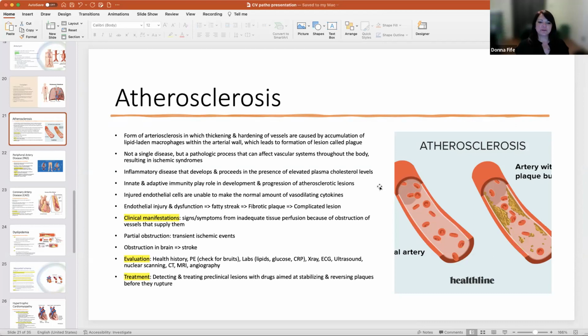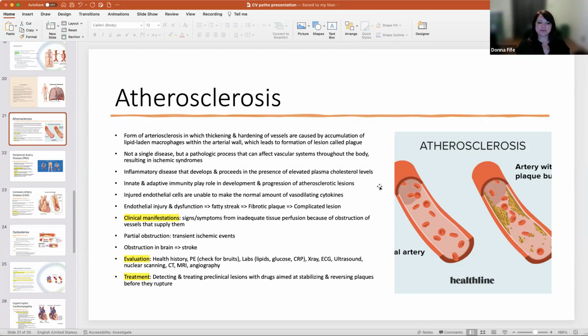There's injured endothelial cells, and they're unable to make the normal amount of vasodilating cytokines. So we have endothelial injury and dysfunction leads to a fatty streak, which leads to a fibrotic plaque, and then a complicated lesion. Clinical manifestations, there's going to be signs and symptoms from inadequate tissue perfusion because of obstruction of vessels that supply them. We can have partial obstruction, such as transient ischemic events, or obstruction such as in the brain, which can lead to a stroke.